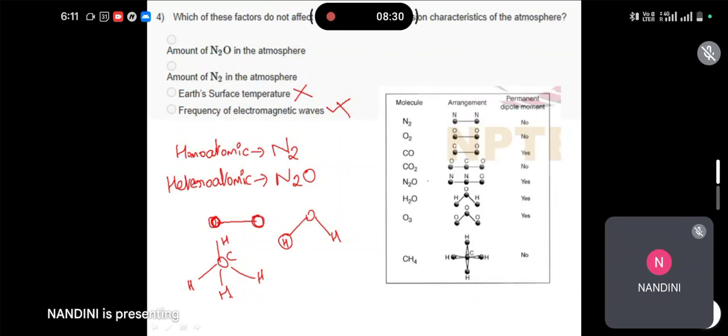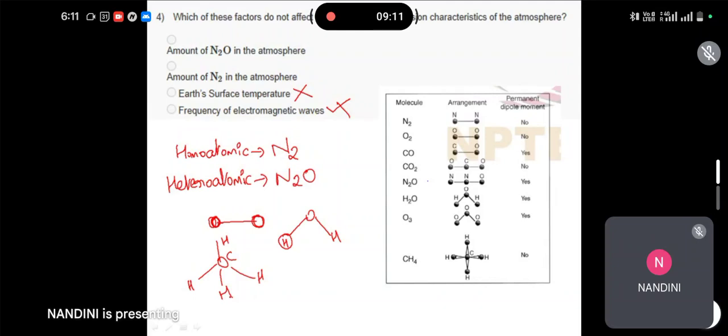So when this frequency of vibration matches the frequency of the electromagnetic radiation that is interacting with the molecule, then absorption occurs. Molecules with a permanent dipole moment, like water vapor and N2O, absorb electromagnetic radiation over a certain frequency range. Based on the frequency of vibration of the molecule and the frequency of the radiation interacting with it, when they resonate with each other, absorption takes place, and molecules with a permanent dipole moment generally show this characteristic.